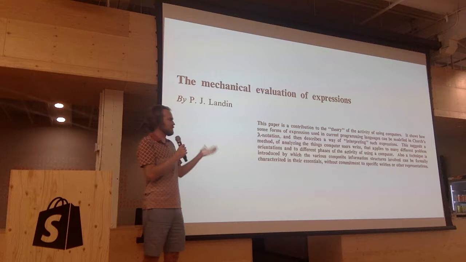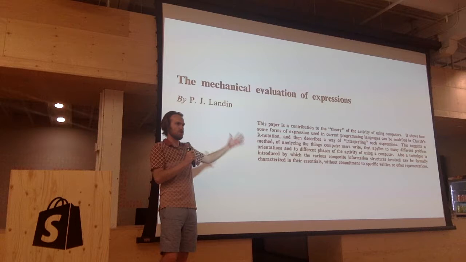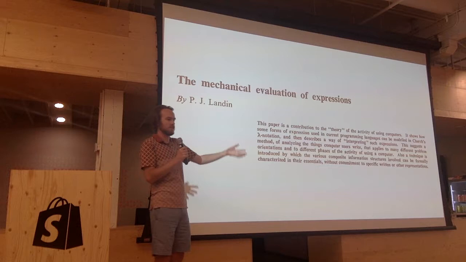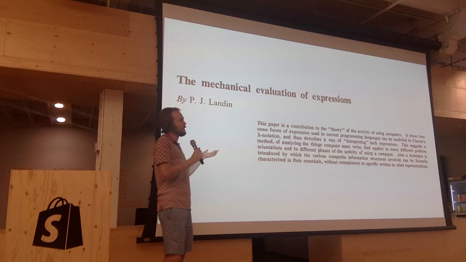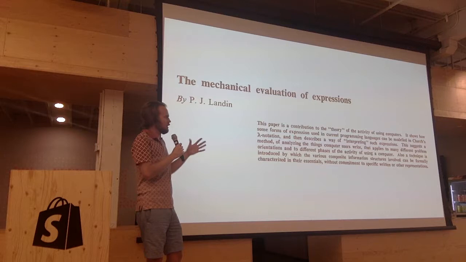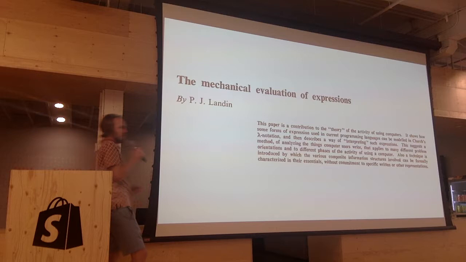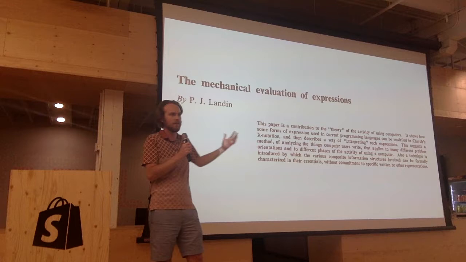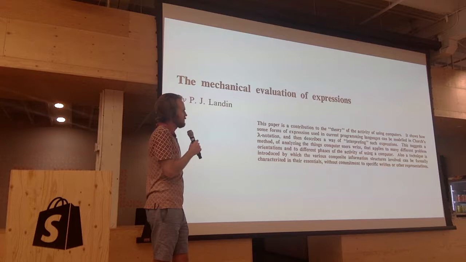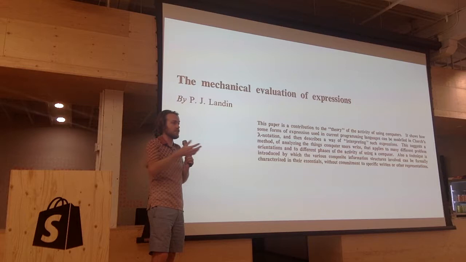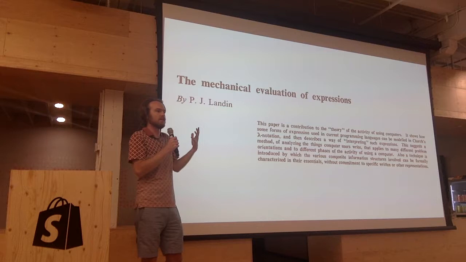What Landin does in this paper is basically say, I'm going to describe a machine that could evaluate the lambda calculus. And in so doing, he kind of ties together the world of programming languages and the world of the lambda calculus. I'm a little unclear exactly on what the relationship is between the way that he ties it together here and the way that John McCarthy seems to have tied it together with implementing Lisp. But that's something that I've seen people say in different places, that this was kind of like a pioneering paper in that bridge between the two worlds.